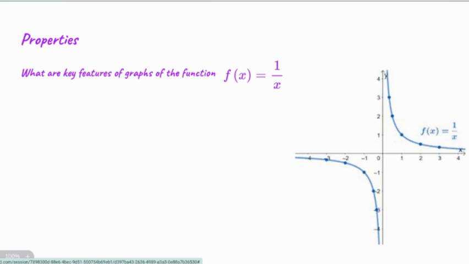All right, so the properties of a reciprocal or inverse graph. What are the key features of the function f of x equals 1/x? There are a couple things we're going to have to think back to from when we did this at the beginning of the semester. We're going to talk about domain. We're going to talk about range.